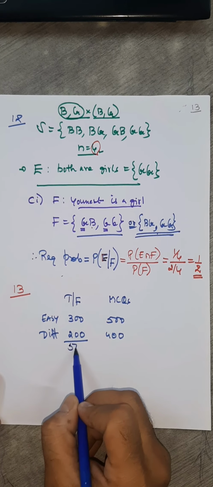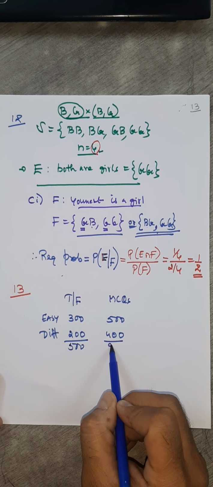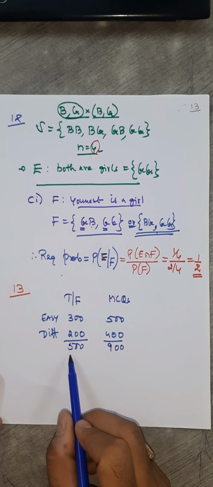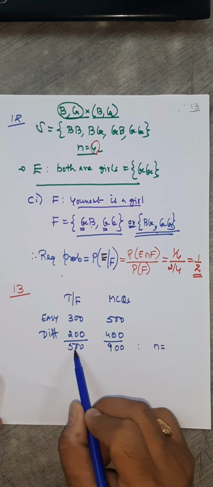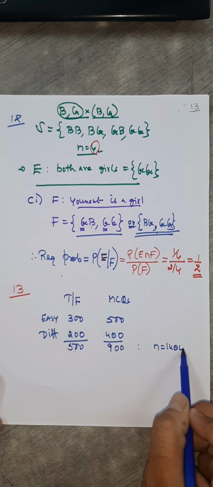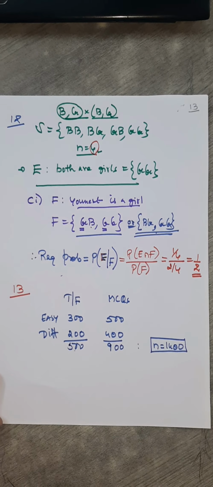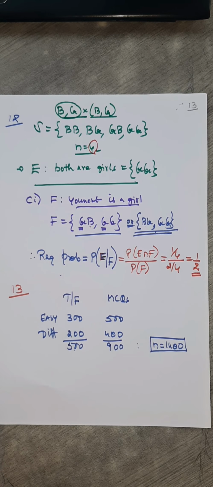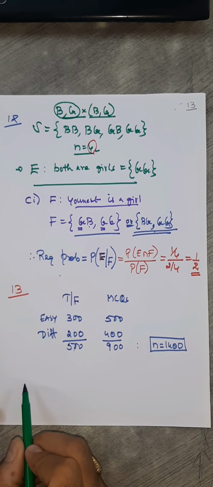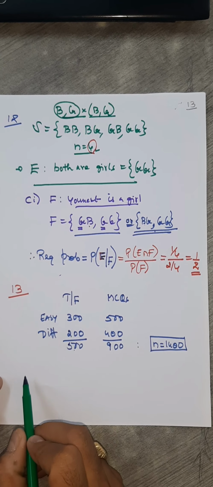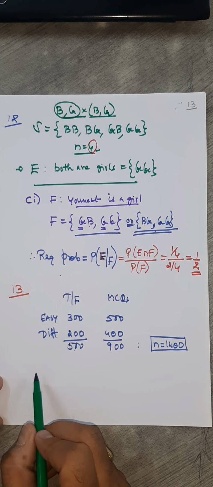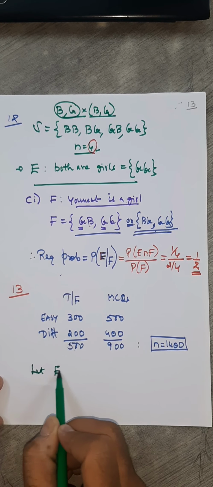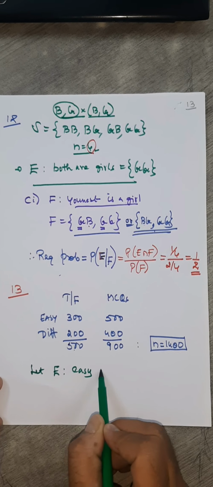Okay, so here total 500, MCQs total 900, total number of questions which is 1400. So actually here n is 900 plus 500 which is 1400. There are 1400 questions. Okay, now what is the question? Now I'll define events as per the question. So what's the probability that it will be an easy question? So let E be an event that it is an easy question.